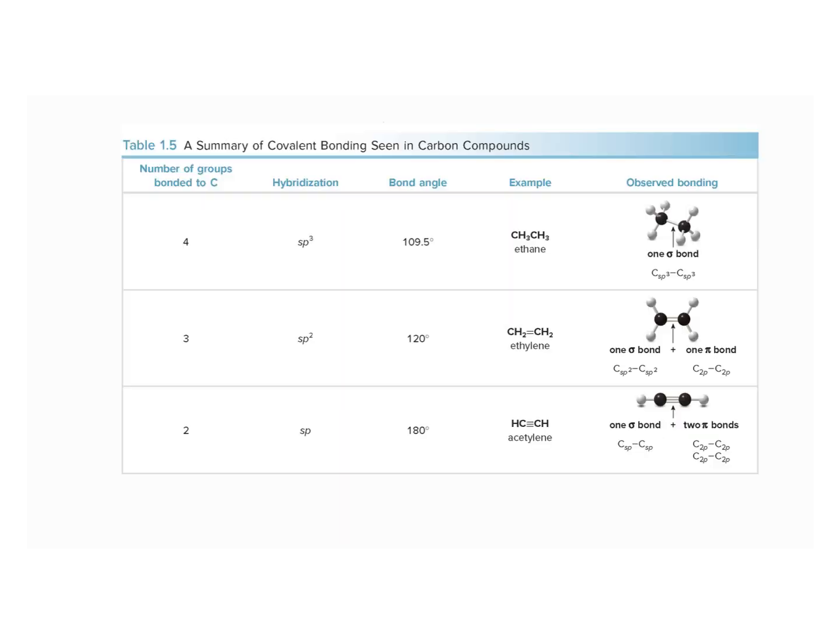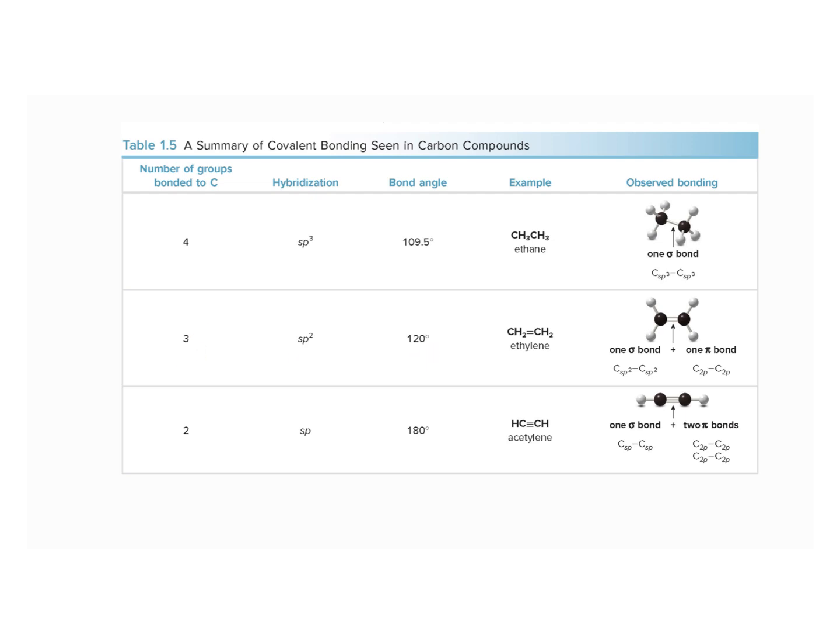Here is a summary of what we've talked about. When I was a student, I found this to be incredibly helpful. If you have 4 groups that are bonded to a carbon, it's going to be sp3 hybridized. It's going to have a bond angle of 109.5, and there's going to be a sigma bond. And here in ethane, we would describe that sigma bond as a C sp3 C sp3 sigma bond between the carbons.